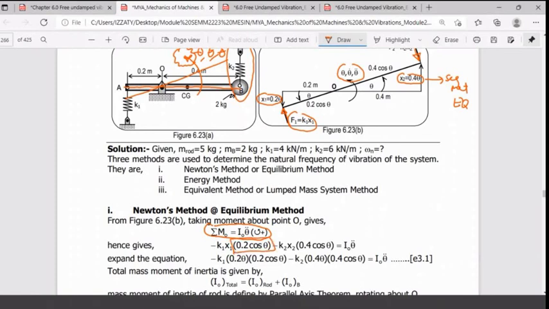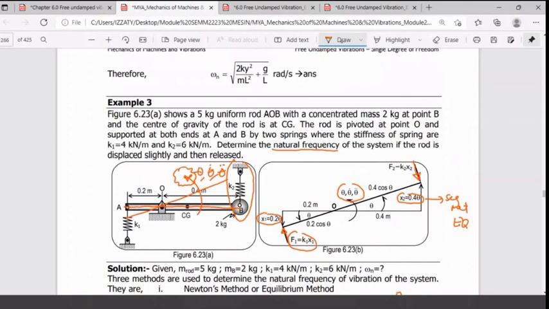I'm going to comment about this one. You can ignore it because you know that theta is approaching 0. It's a very small oscillation. So when theta approaches 0, cos theta becomes what? Cos 0 becomes 1. So you basically can ignore this because this is a small oscillation. How do you know it is a small oscillation? Because it mentioned here, displaced slightly, meaning that theta approaches 0.